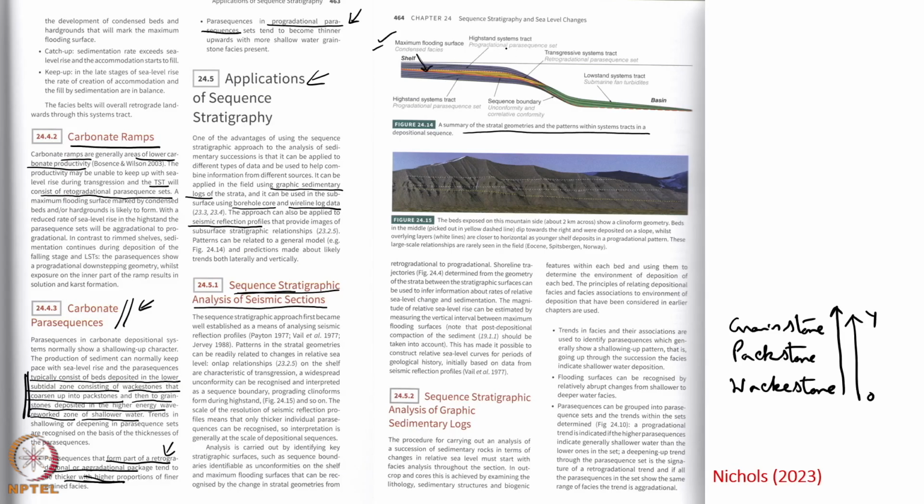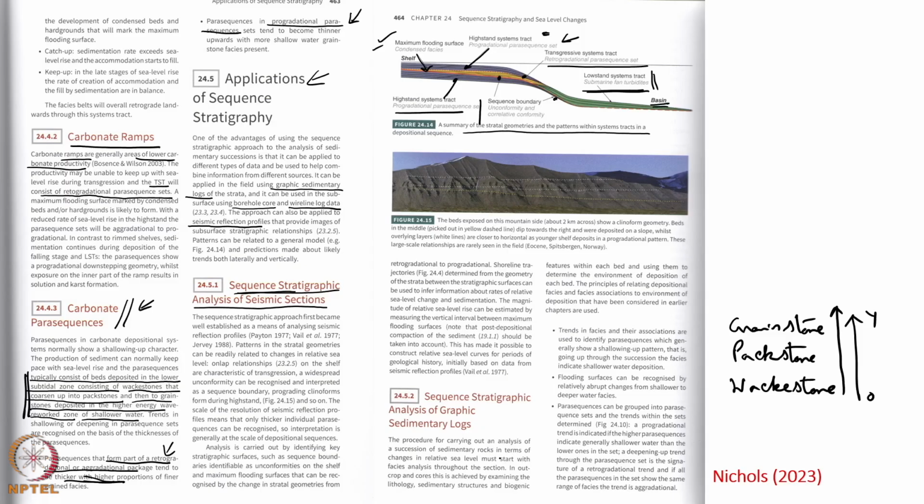The high stand systems tract, characterized by the progradational parasequences, can be observed. The high stand systems tract can be observed. The sequence boundaries can be identified and the transgressive systems tract indicated by the retrogradational parasequence can also be identified. Finally, in the low stand systems tract, the submarine fan turbidites can be found within the basin.